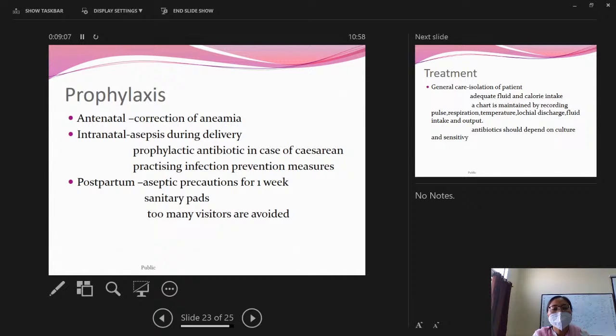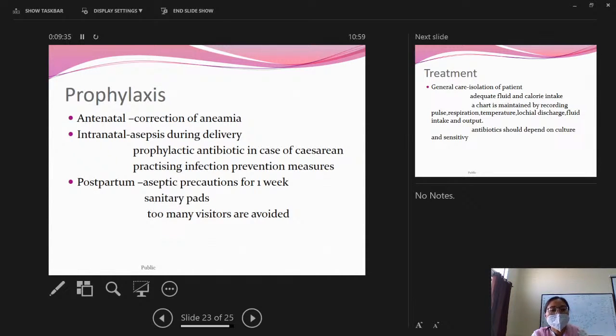Intrapartumly, we should take aseptic precautions whenever we do a PV examination, and repeated PV examinations should be avoided. Antibiotic coverage should be given, especially during the C-section, as a C-section has an increased rate of puerperal sepsis, around 10%. And if we are having a traumatic delivery, we need to cover with antibiotics.